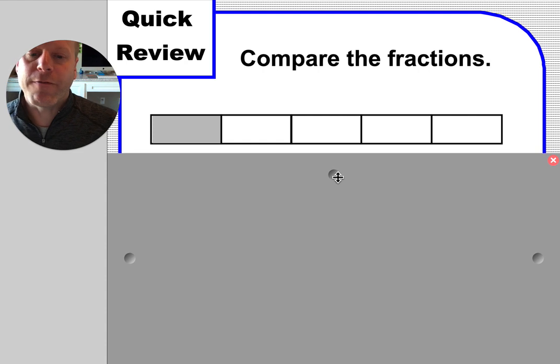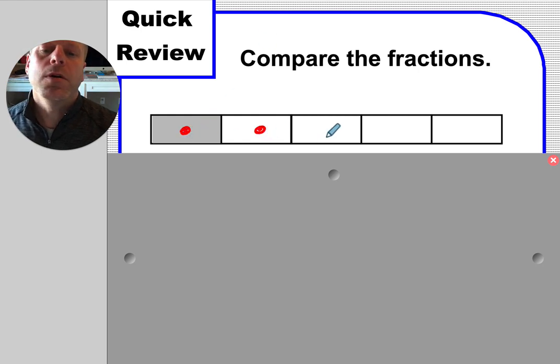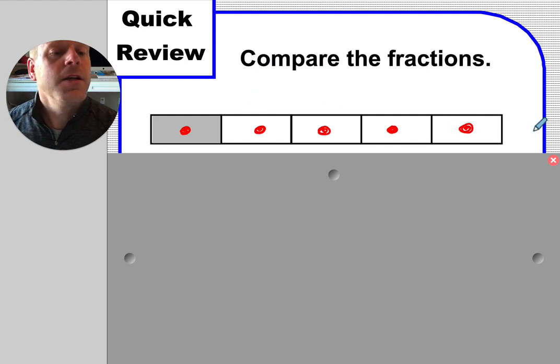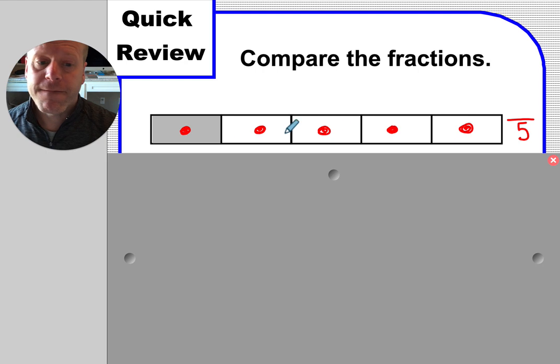So here's one fraction. What I usually do when I think about a fraction is the first thing I do is I count all the pieces. I'm just going to make a little dot so you know where my eyes are here. 1, 2, 3, 4, 5. This fraction is broken into fifths. So I'm going to go ahead and put a 5 at the bottom. Fifths, because 5 parts, and they're all the same size.